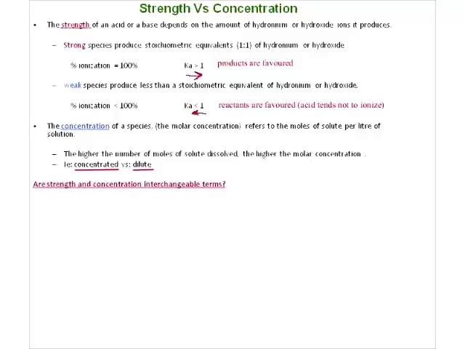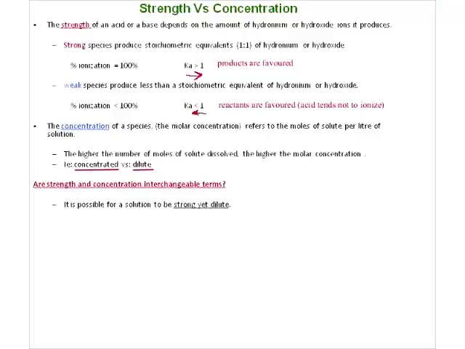Are these two terms interchangeable? And from what we've just said, the answer should be no, they are not interchangeable. We cannot use concentrated or dilute and strong and weak in the same context. They mean two different things.